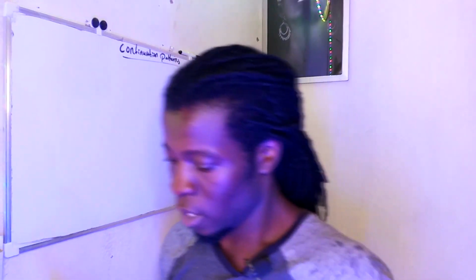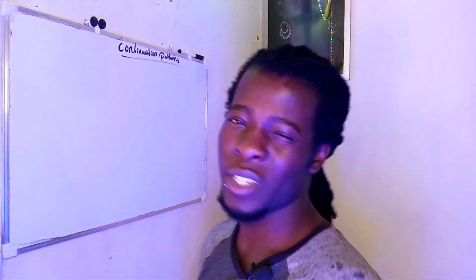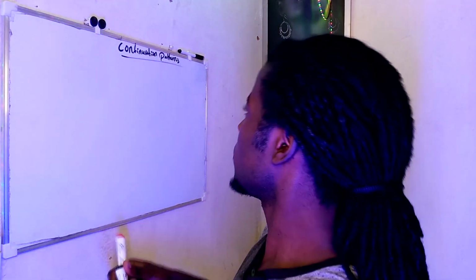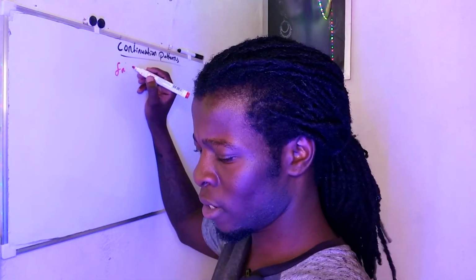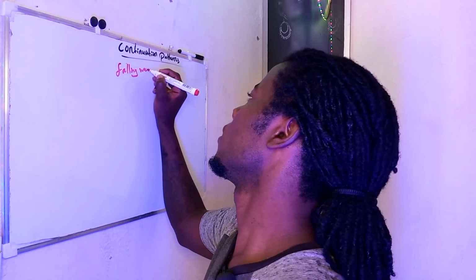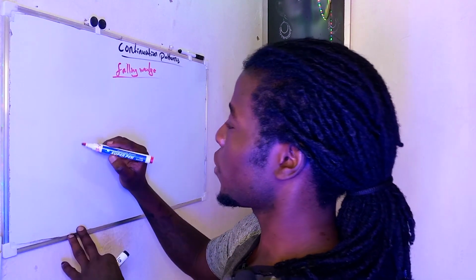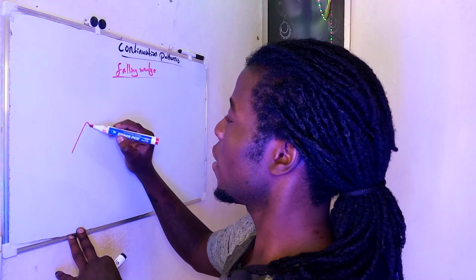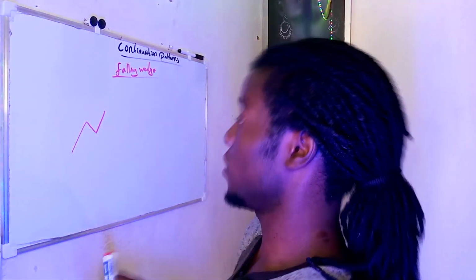Okay, so for the continuation pattern, I want to start with the falling wedge. Sometimes I usually call it a flag. So let's just do this. The market was in an uptrend, giving a high, low, high. I usually call this a flag because sometimes it does look like a flag.